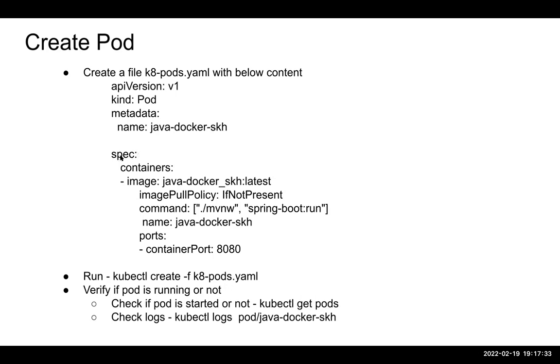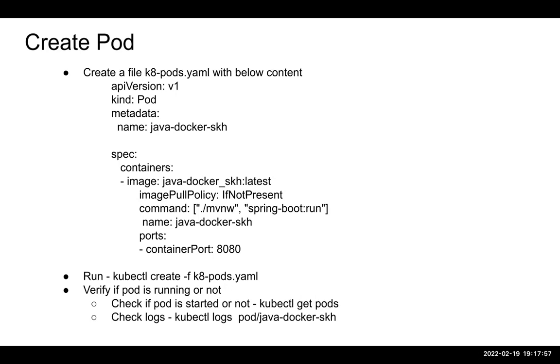Now, as we discussed, the pod contains containers. So we are specifying this with the specification. Inside the specification, you are saying what is inside the containers. So we tell containers, and then we say containers consist of image. This is the image name. This is the same image which you have created using the Docker command.